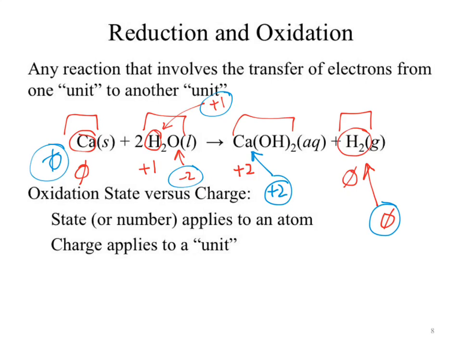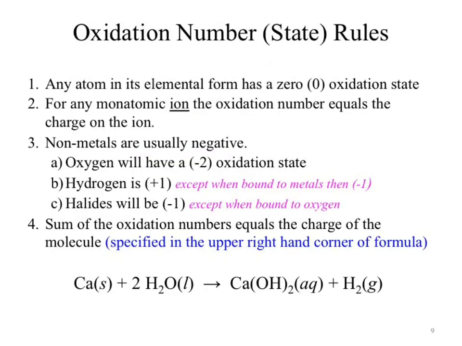So oxidation state is the balance of electrons on an atom. The charge is the balance of electrons on an individual unit. That unit could still be just an atom. Okay, so let's take a look at some examples. Actually, before we get to that, let's look at some rules.